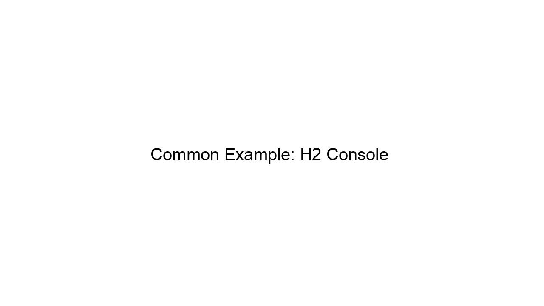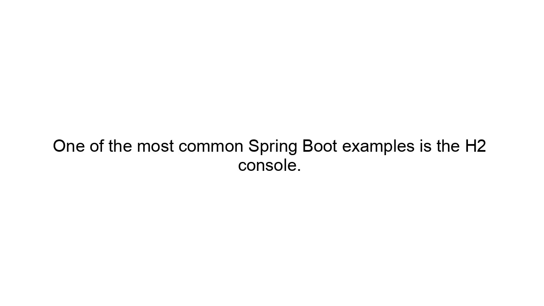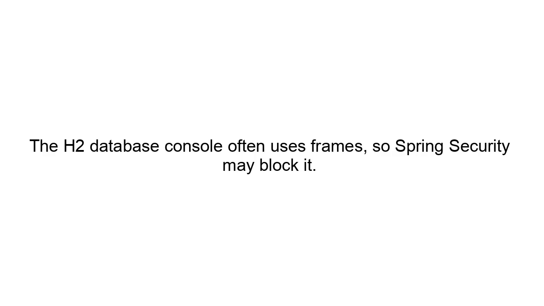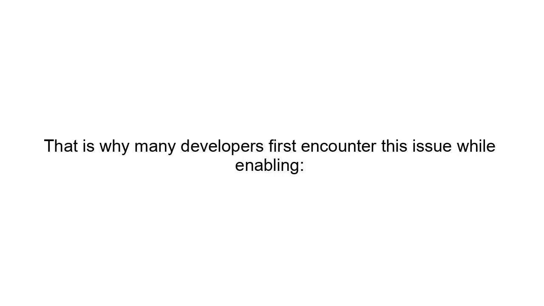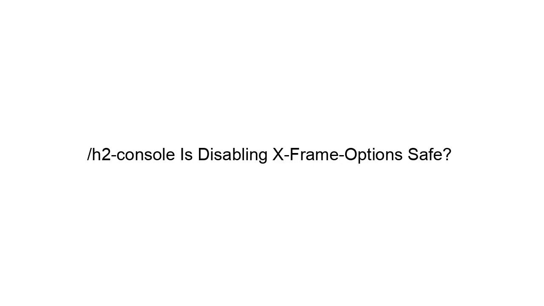Common example: H2 console. One of the most common Spring Boot examples is the H2 console. The H2 database console often uses frames, so Spring Security may block it. Example concept: H2 console loads, the browser sees the X-Frame-Options restriction, and the console fails to display properly. That is why many developers first encounter this issue while enabling the H2 console.